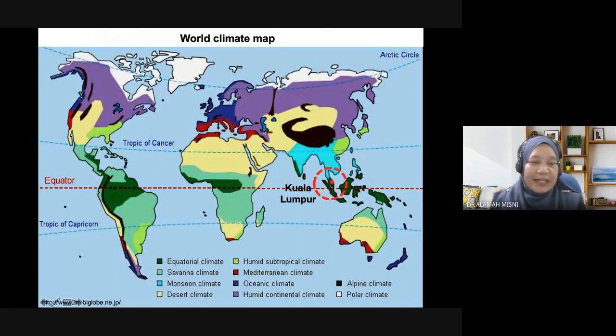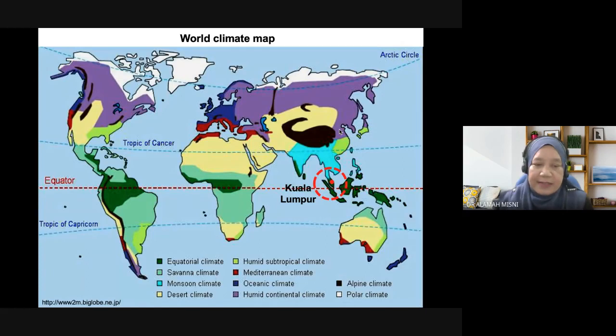So the area of my study is in tropical city of Malaysia. Kuala Lumpur is located in equatorial climate region and at 3 degree north latitude and 101 degree east longitude, the climate here is classified as hot and humid tropical climate. Okay. And the other countries along the equator line here in dark green color have a similar type of climate with Malaysia. So in general, Malaysia have two distinct seasons.